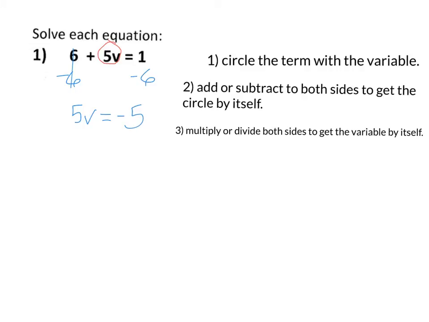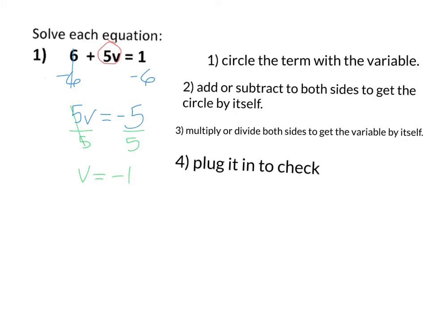Step 3 is multiply or divide both sides to get the variable by itself. So we're going to look here, and this is 5 times v, so the inverse of multiplying by 5 is dividing by 5. We're going to do that to both sides. 5 times v divided by 5 is v. Negative 5 divided by 5 is negative 1.